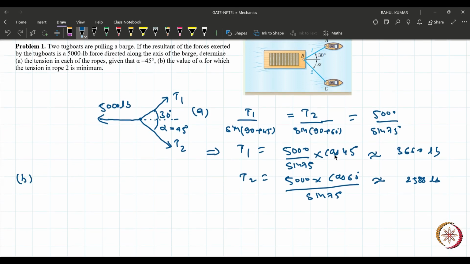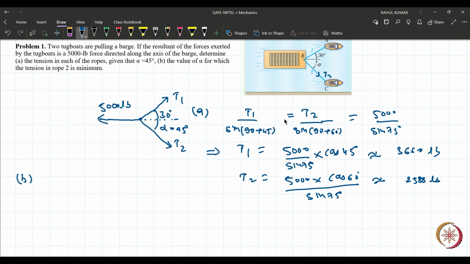And that is actually the easiest way, because otherwise you have to find the resultant and you have to solve a quadratic equation like that. And the second problem is saying to find the value of alpha for which the tension in rope 2 is minimum. The tension in rope 2, I mean it is talking about T2.